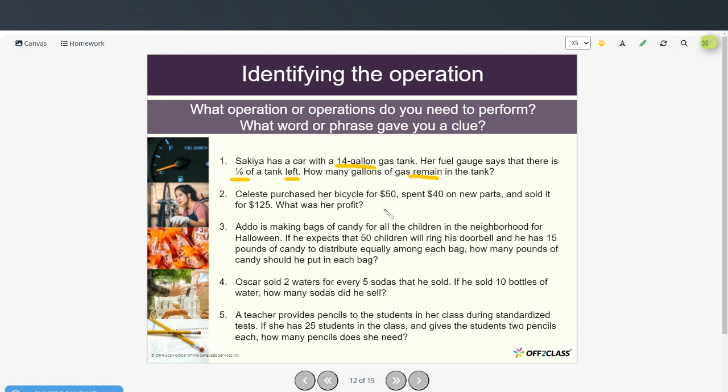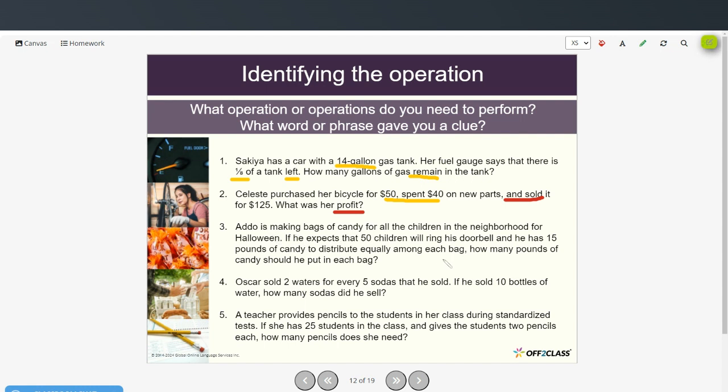Celeste purchased her bicycle for $50, spent $40 on new parts, and sold it for $125. What was her profit? So here we would have addition. You would have to add how much she paid for it plus how much she spent on parts, and then sold it. You would have to subtract in order to get the profit.